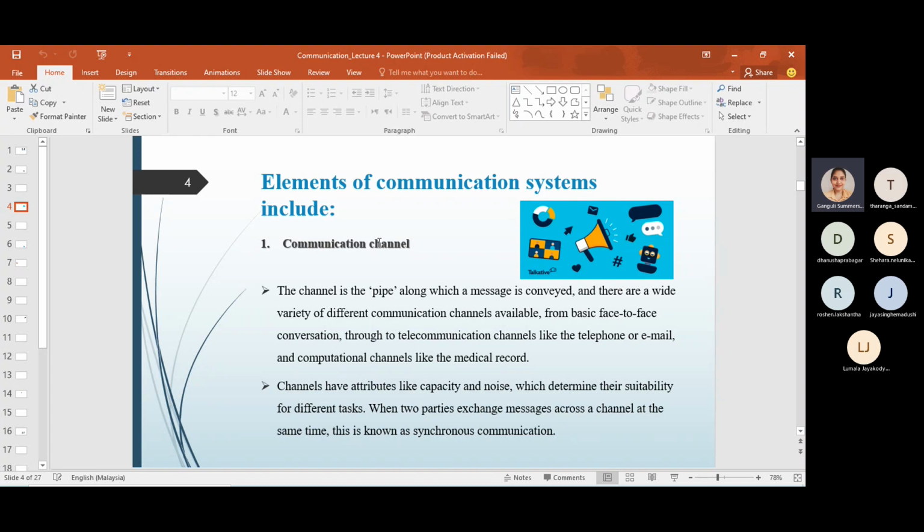Channels. So communication channel is basically a pipeline. It's basically the pipe along which the message is delivered from one person to another person. The pipe through which the message travels. So the examples for communication channels are face-to-face conversations, telecommunication channels. Telecommunication channels means telephone conversations or email conversations. Or computational channels. Computational channels means channels that involve computers, like computational devices like medical records. So basically channel means the pipe through which the message travels from one person to another person.